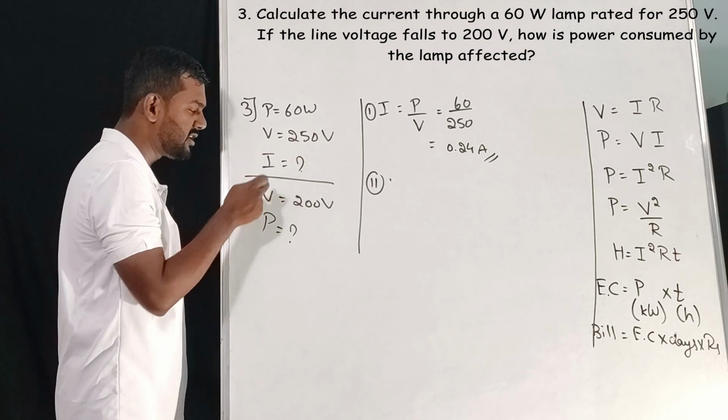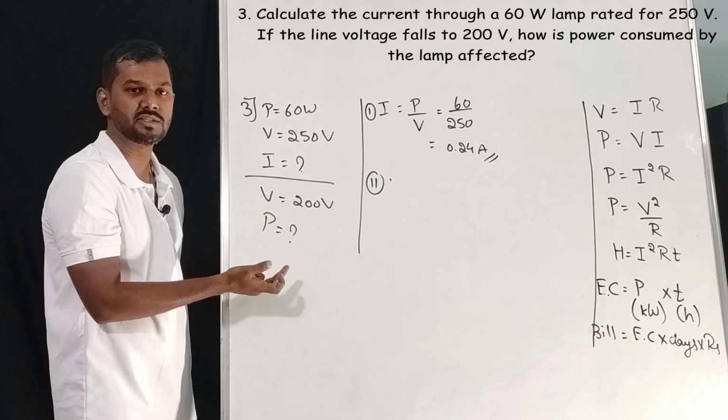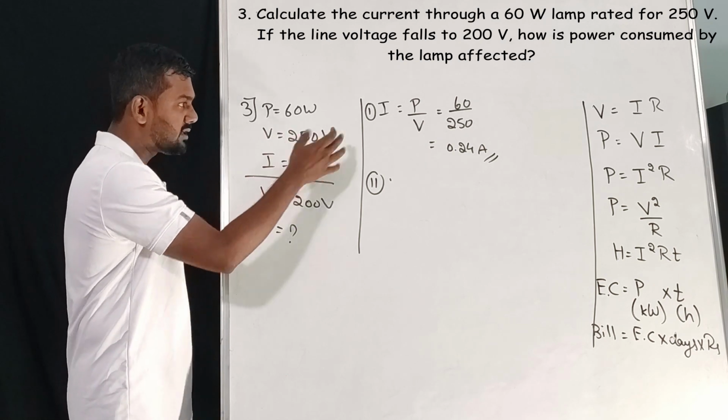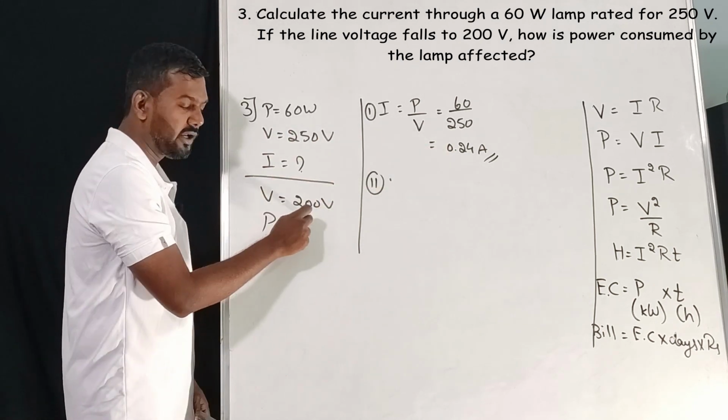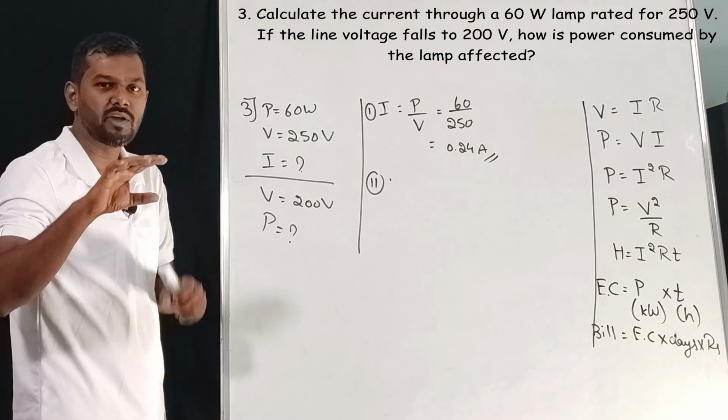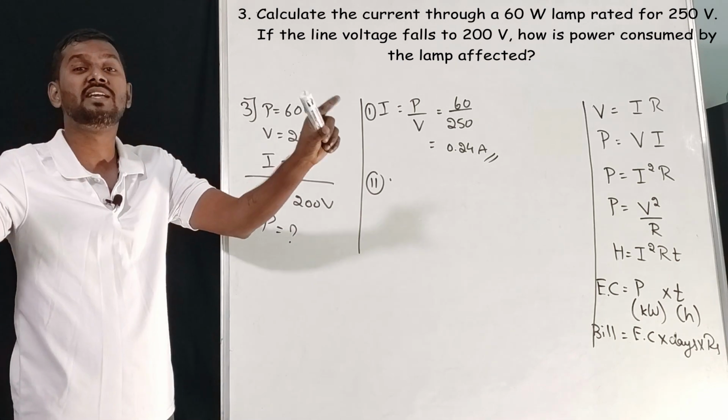Because there is a change in voltage. So current will also change. This current what we found is for this voltage. We cannot use the current what we found here into V to get power. That is completely wrong. Then what we can do? Very simple. We need to find the resistance of the wire.